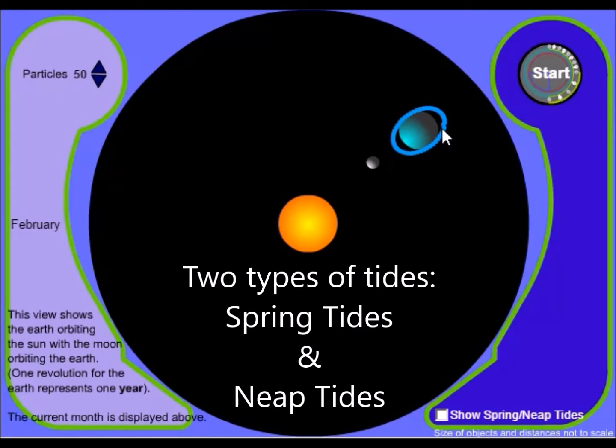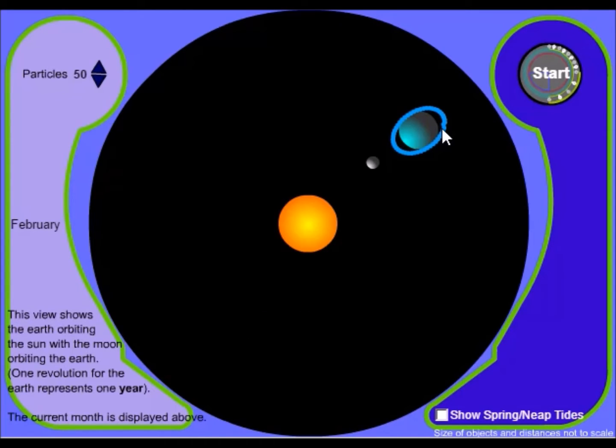There are spring tides and there are neap tides. Neap is spelled N-E-A-P. Now spring tides are when the earth, the moon, and the sun are in a straight line. And that means that the gravitational pull from the sun along with the moon pulls on the oceans and makes the tides. Those tides are significantly bigger.